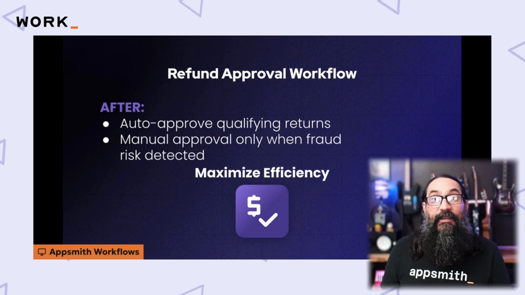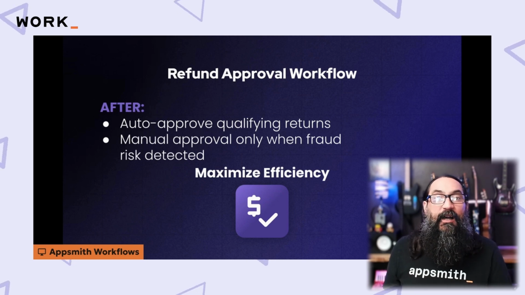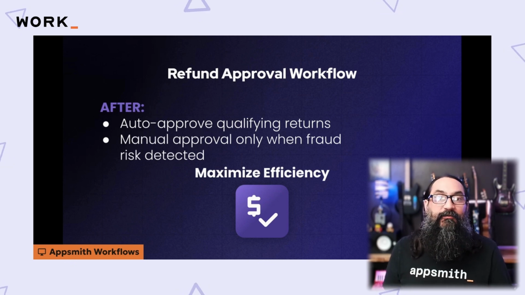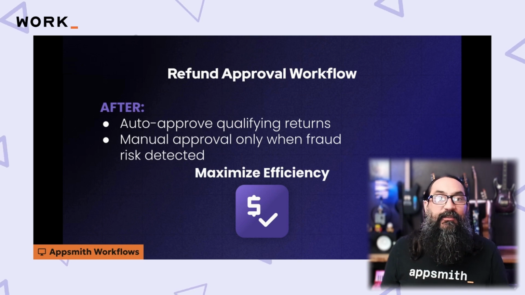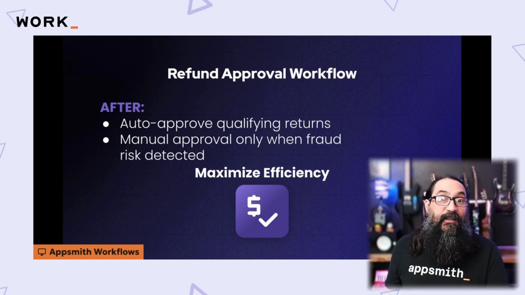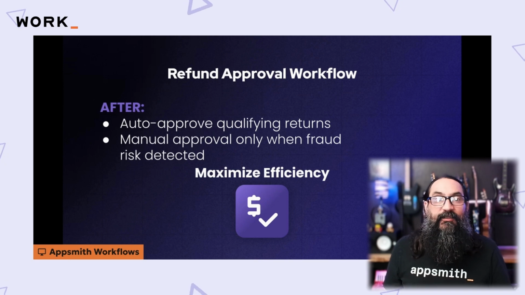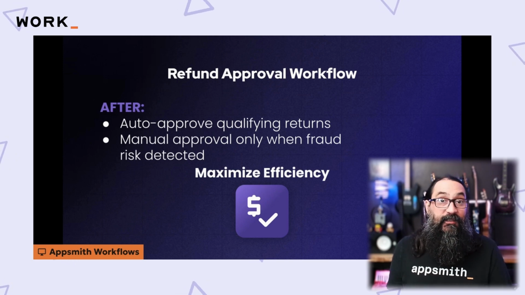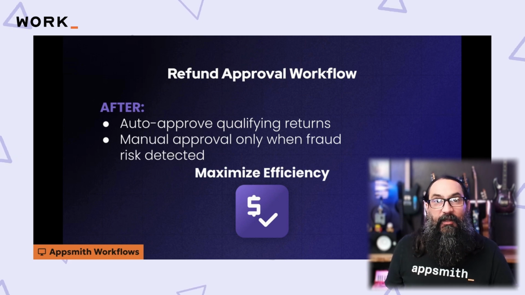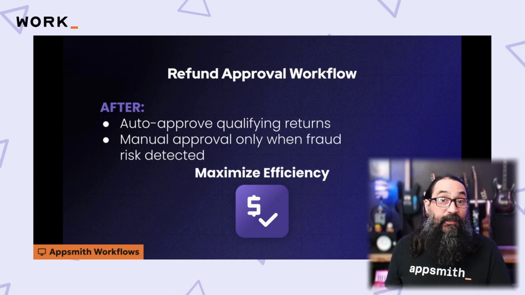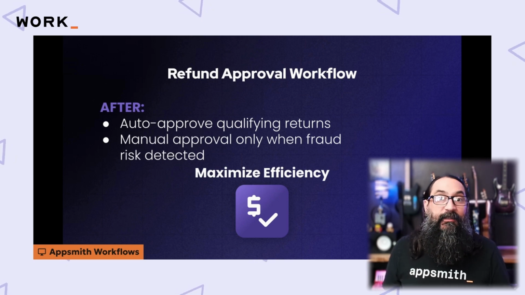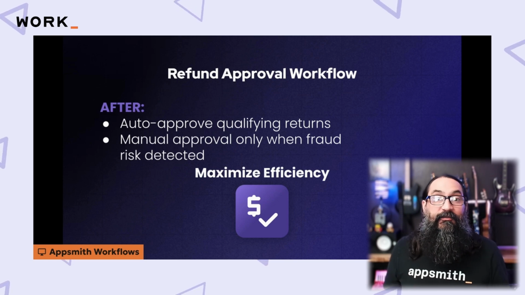Then they figured out they could use AppSmith Workflows to automatically approve the low-risk returns and only flag the ones that were a risk for fraud. By setting up dynamic values that they can adjust as needed, the workflow checks to see the amount of the order and how many previous returns that particular customer has had. If it's below a certain threshold, the automation will go ahead and approve the refund and update the database directly.